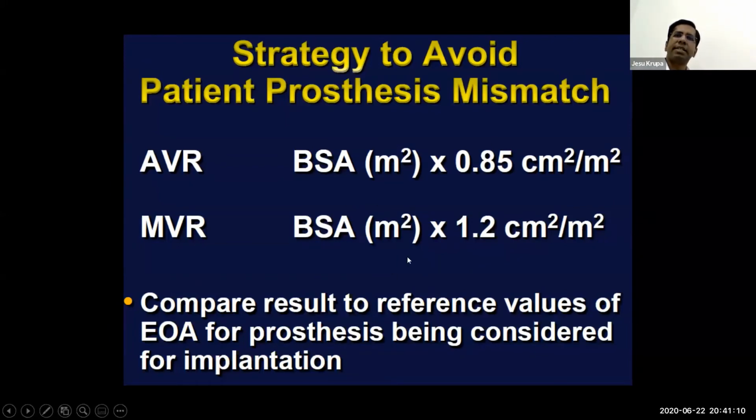Otherwise, if we go ahead without knowing the size, then patients can have this problem. Though it is less common in the mitral valve position because the annulus is bigger as compared to the aortic valve, it is still something to be borne in mind, especially in small-built people or younger individuals.